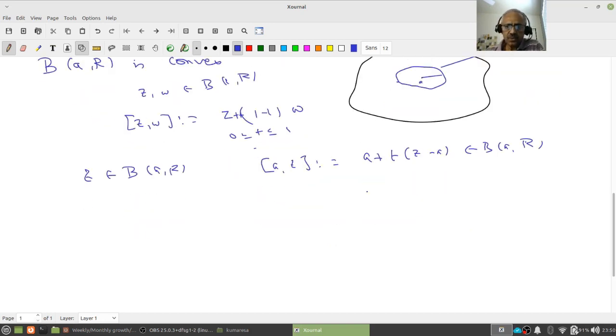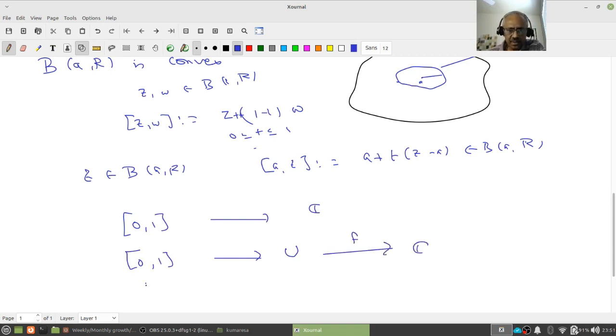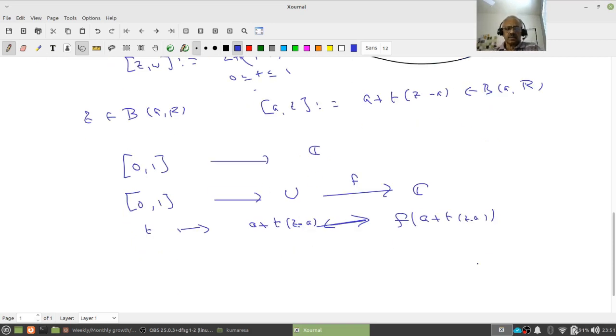Right. So now you notice that I have a function defined from [0,1] to C. How do I go? From [0,1] I go first to U, and from U I go to C via f. What is this function? t goes to t times (Z minus A), and that goes to f of (A plus t times (Z minus A)). More generally, let us look at gamma(t), where t varies over [0,1]. Now this is contained in this.